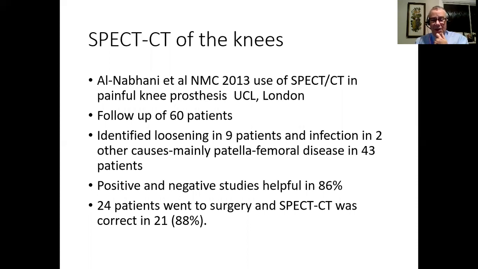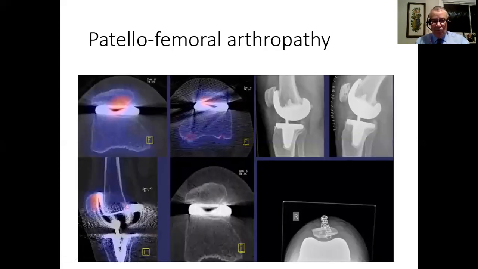So this was a review of 60 patients. They found that SPECT-CT helped in 86%. And where they went to surgery, they know that SPECT-CT was correct in nearly 90% of patients. So this is a very common issue that we have. A patient has a total knee replacement, and then about a year later, they start to develop more pain. It's a sort of ache type pain. And this pain is around the knee, not very well localized.